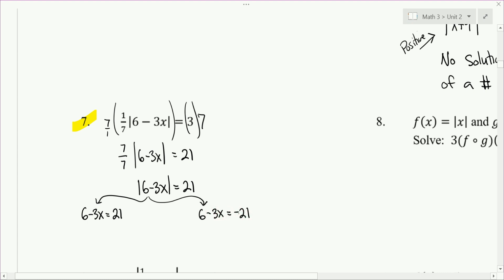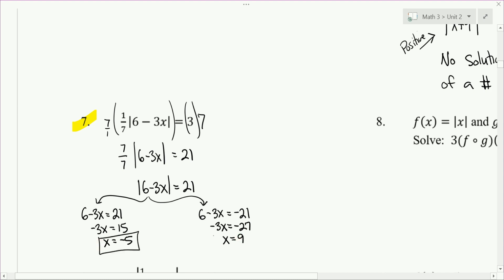So we have two equations in which we're going to come up with two answers. So subtract 6 from both sides. 21 minus 6 is 15. Divide by negative 3 and you get x is negative 5 for the first equation. Subtract 6 on the second equation, you get negative 27. Divide by negative 3, you get x is positive 9 for the second equation.